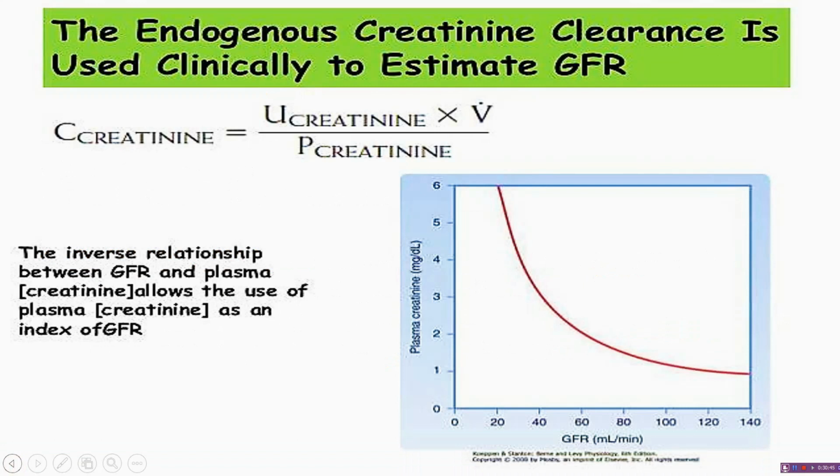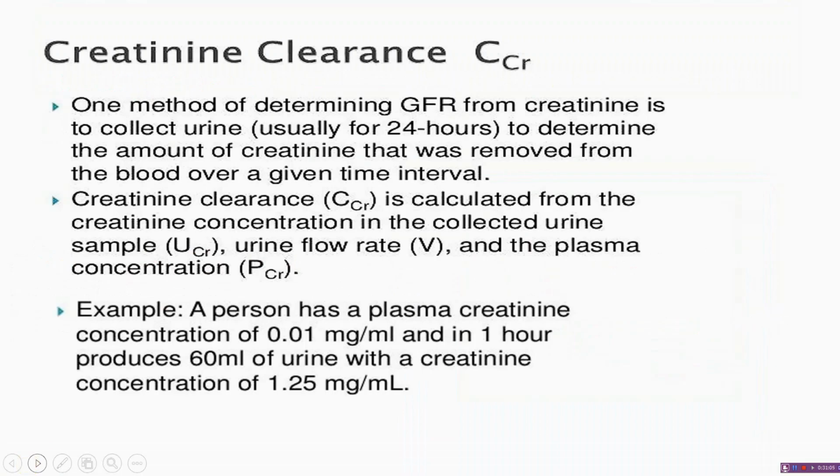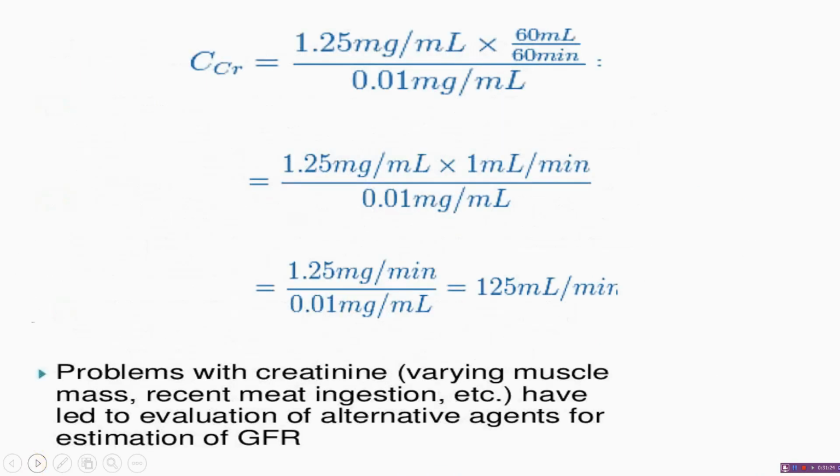Okay. Now we have seen that creatinine is used conveniently to measure the GFR, and the graph is showing the relationship between GFR and plasma creatinine. It is more convenient to use than imaging. It is measured by collecting urine for 24 hours to determine the amount of creatinine removed from the blood over a given time interval, and substituting the values in the equation, that is clearance equals Ux into V dot by Px. We get this value, 125 ml per minute, that is the actual GFR.